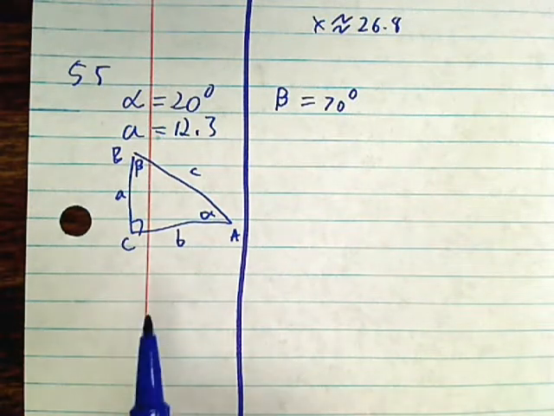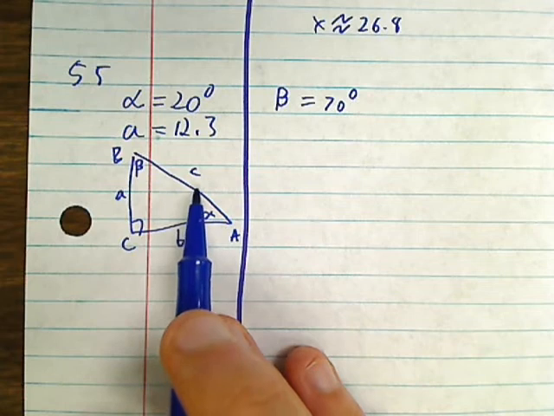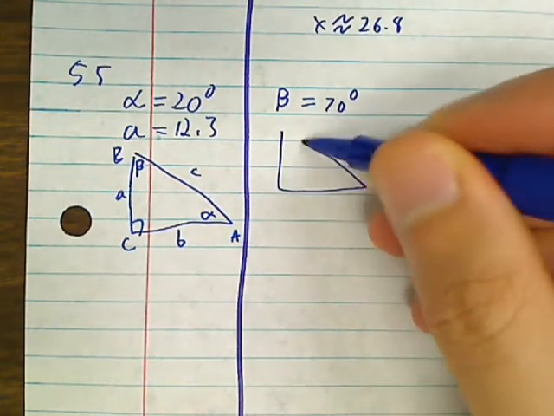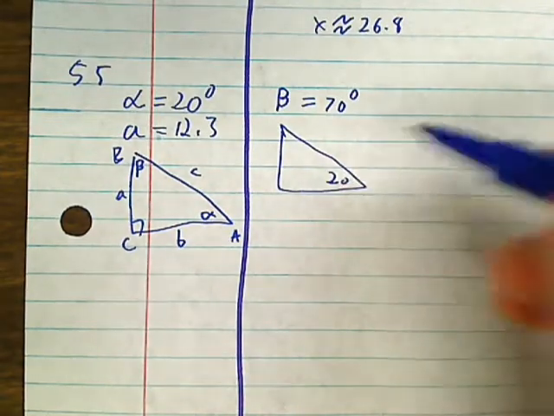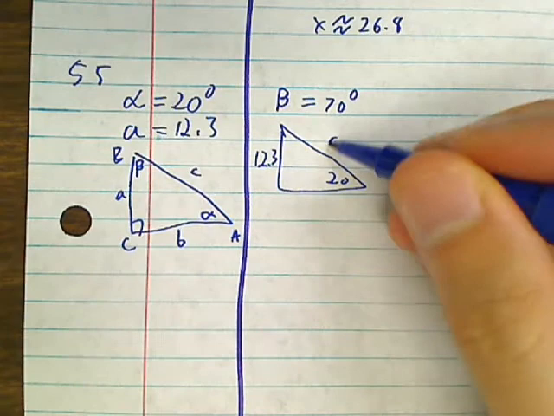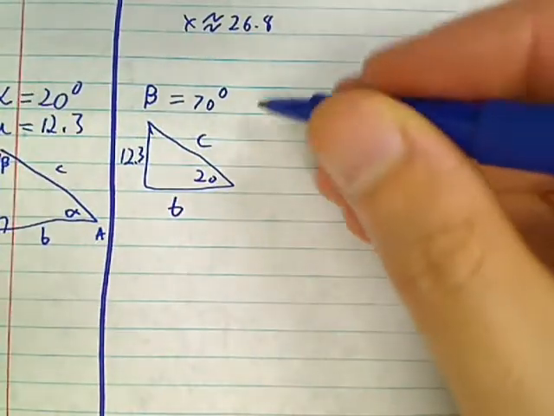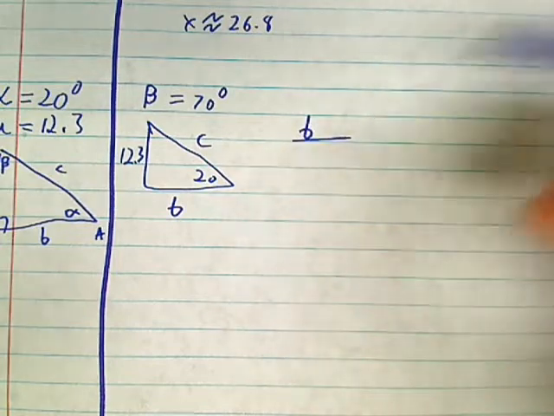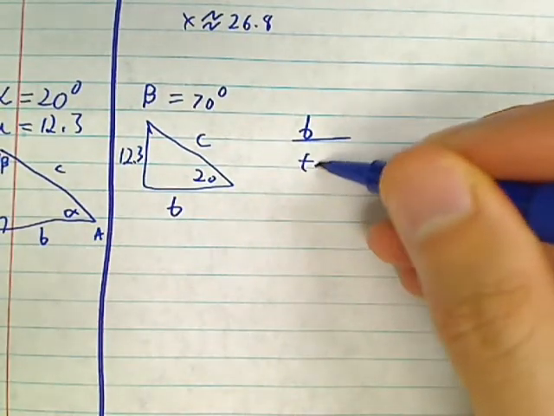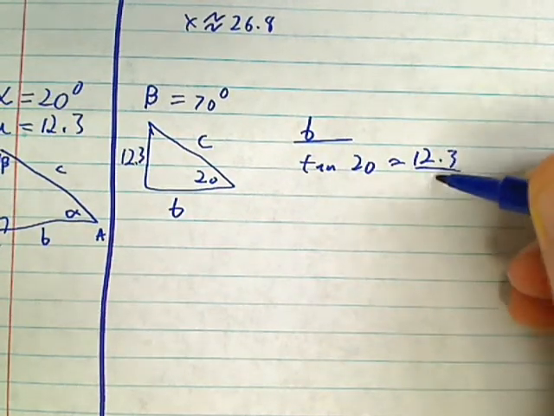Now let's see. I also need sides B and C. So I'm going to redraw this with the information that I know just to see where it's at. That's 20, and that's 12.3. That's the stuff I want to use, and I need to find C and B. Well, to find B, I'm going to use tangent, opposite over adjacent. So that'll be tangent of 20 equals 12.3 over b.